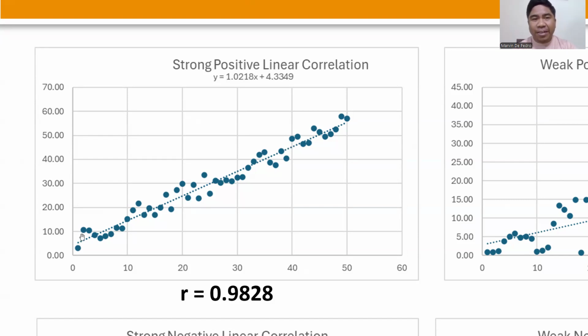So it's not perfect one. That's why some of them are quite far from the trend line. Okay, so there's a very minimal difference or deviation from the trend line. Okay, but at least the pattern is very much visible, very much obvious, right? So that is when we have a strong positive linear correlation.